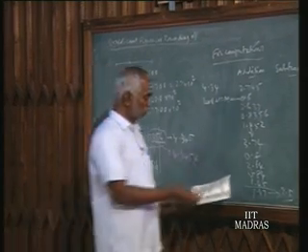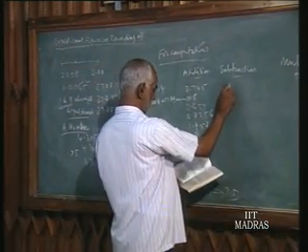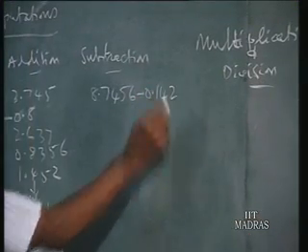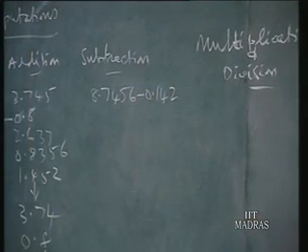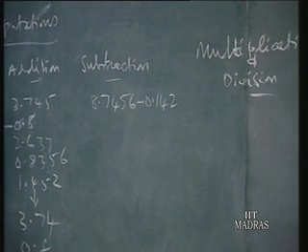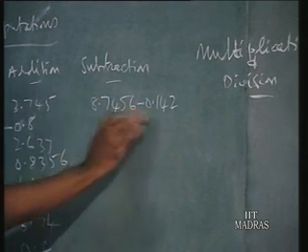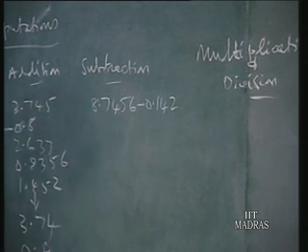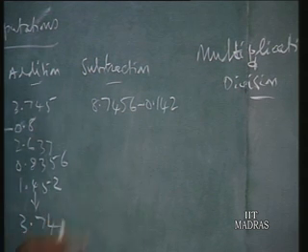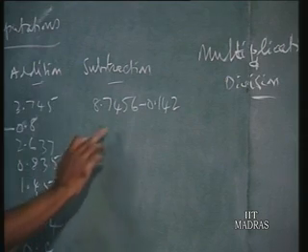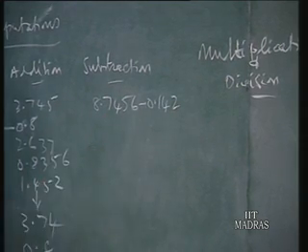For subtraction, suppose you have two numbers, 8.7456 minus 0.142. Subtraction involves only two numbers, whereas addition can involve any amount of numbers. The rule is simple. If they have different numbers of decimal places, identify the less accurate number, having fewer decimal places. Round off the other number to the same decimal place, and then subtract it and leave it as it is.